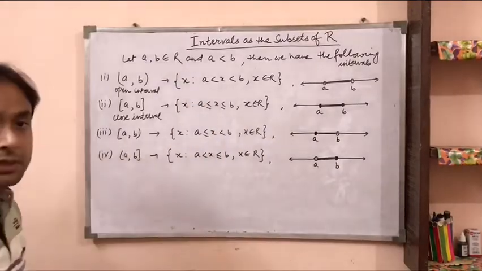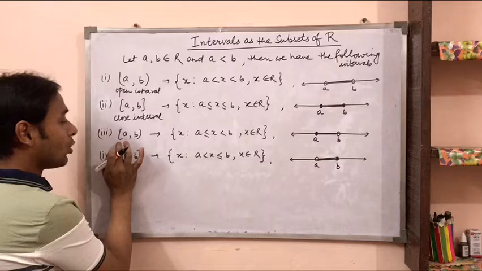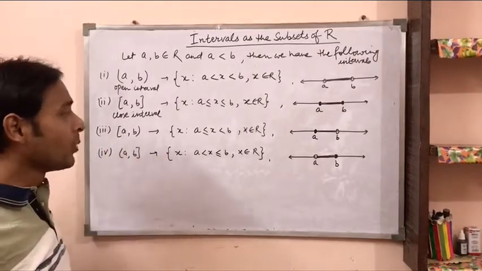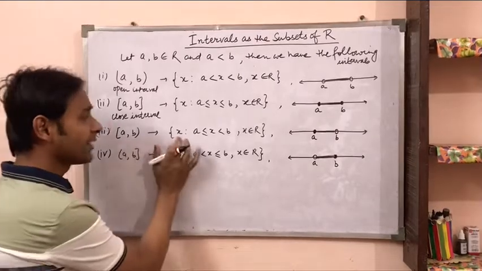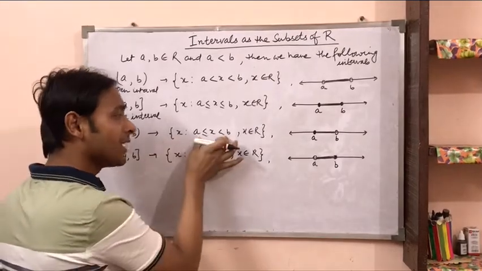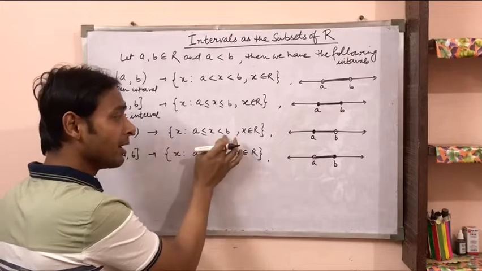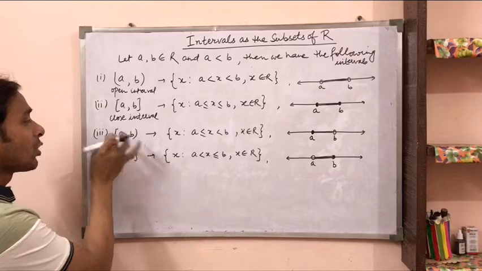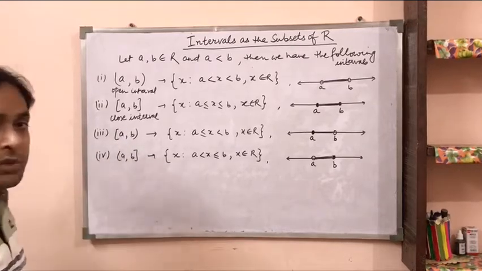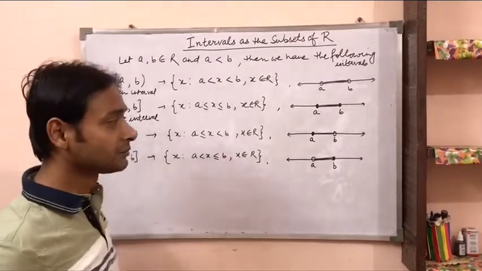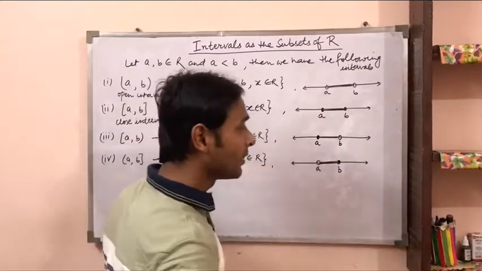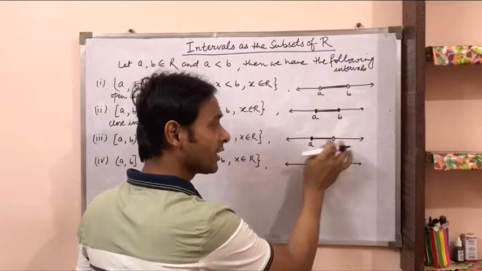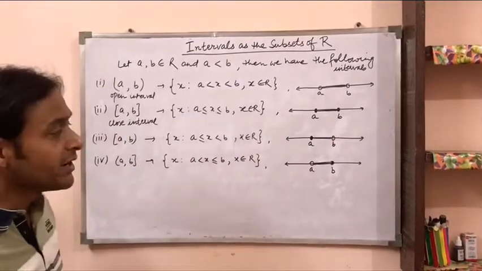Now the third, that is closed at A but open at B. This is the set of points in which all the numbers are there between A and B. B is not included but A is included because we have a closed interval at A and open at B. X is a real number. This is the number line representation. Closed at A, open at B. This is darkened, this is not darkened, and all the points between A and B are darkened.